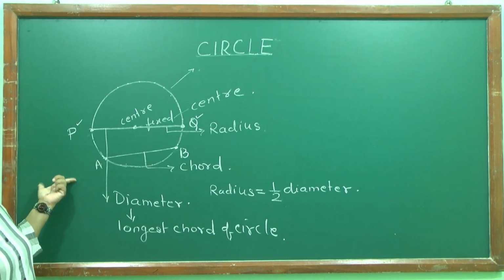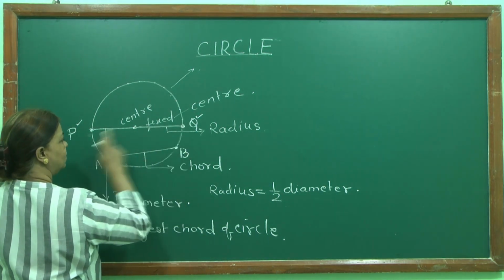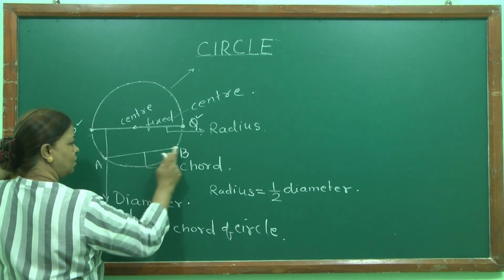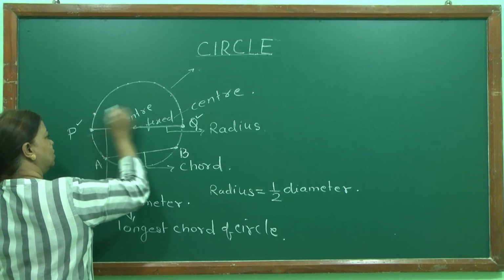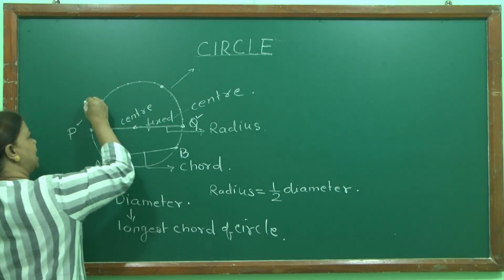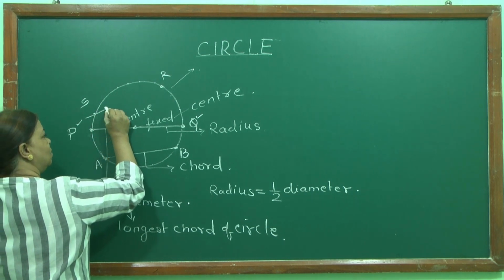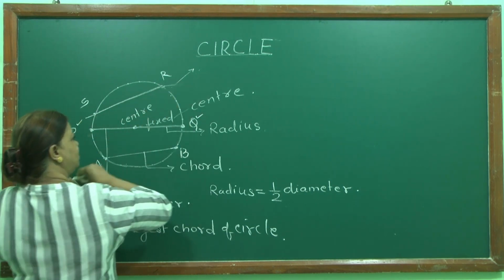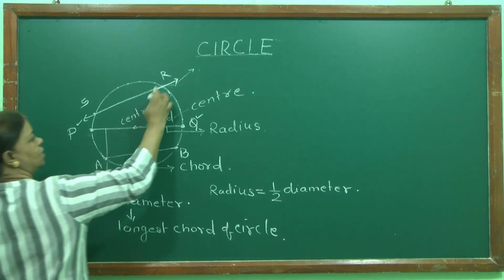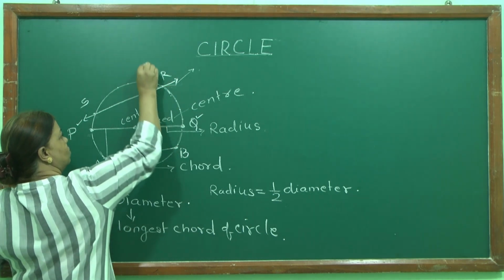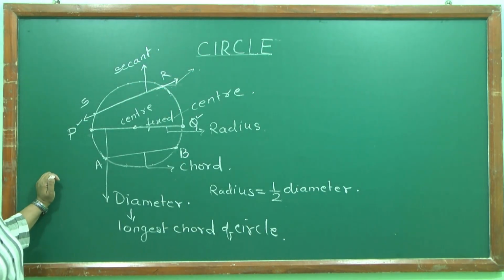Now let us go for a secant. Now I said that there are 2 points which are joined by a line that is known as chord. So if these are the 2 points, suppose S and R, and if a line is passing from these 2 points and cuts the circle, see it is going beyond, this is known as secant.